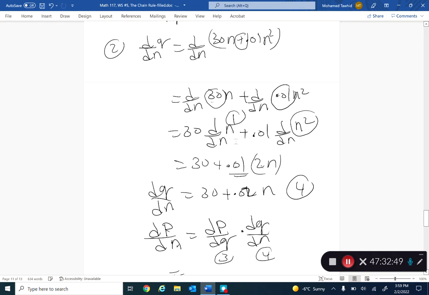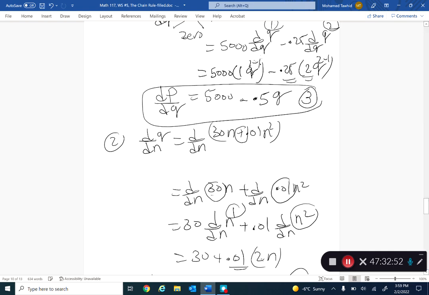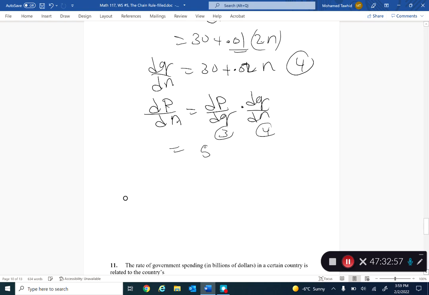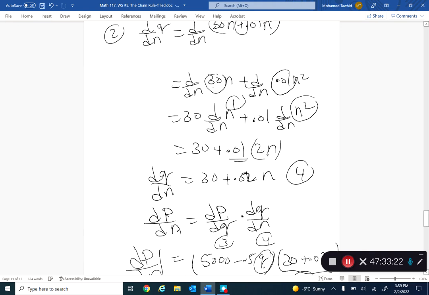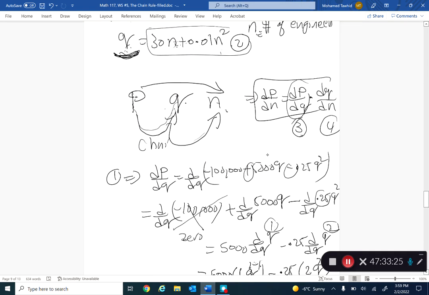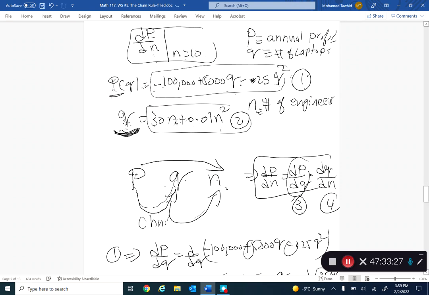So where is equation number 3 here? Equation 3 here, that is the one. I just copy that: 5,000 minus 0.5 Q. That is equation 3 here. Equation 4, just a copy from there, 30 plus 0.02 multiplied by N, that is equation 4. But what is the question? We are almost done, because they ask you what is the derivative when N equal 10? When N equal 10, it's easy to replace N by 10, but here you have Q, not N. Is there any relation between Q and N? Yes, that is equation 2, the relation between Q and N.